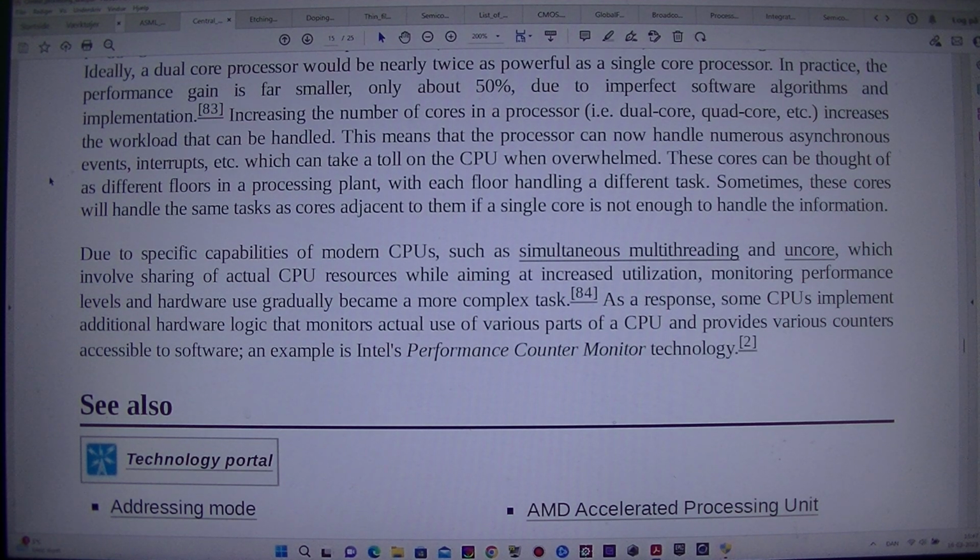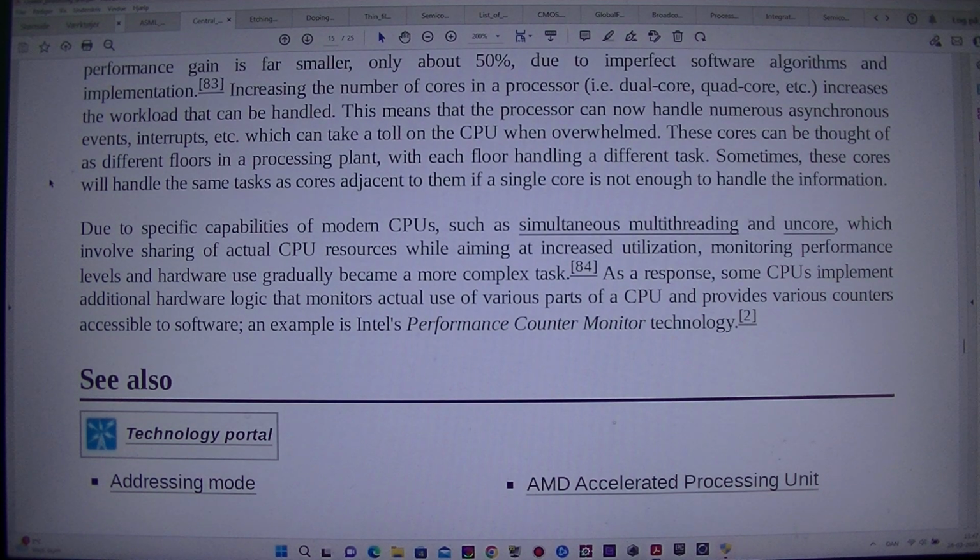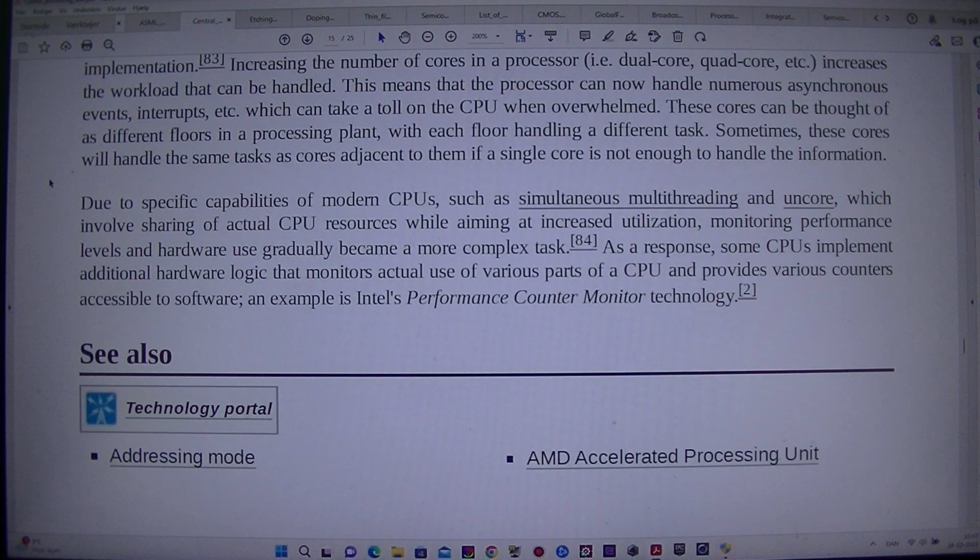This means that the processor can now handle numerous asynchronous events, interrupts, etc., which can take a toll on the CPU when overwhelmed. These cores can be thought of as different floors in a processing plant, with each floor handling a different task. Sometimes, these cores will handle the same tasks as cores adjacent to them if a single core is not enough to handle the information.